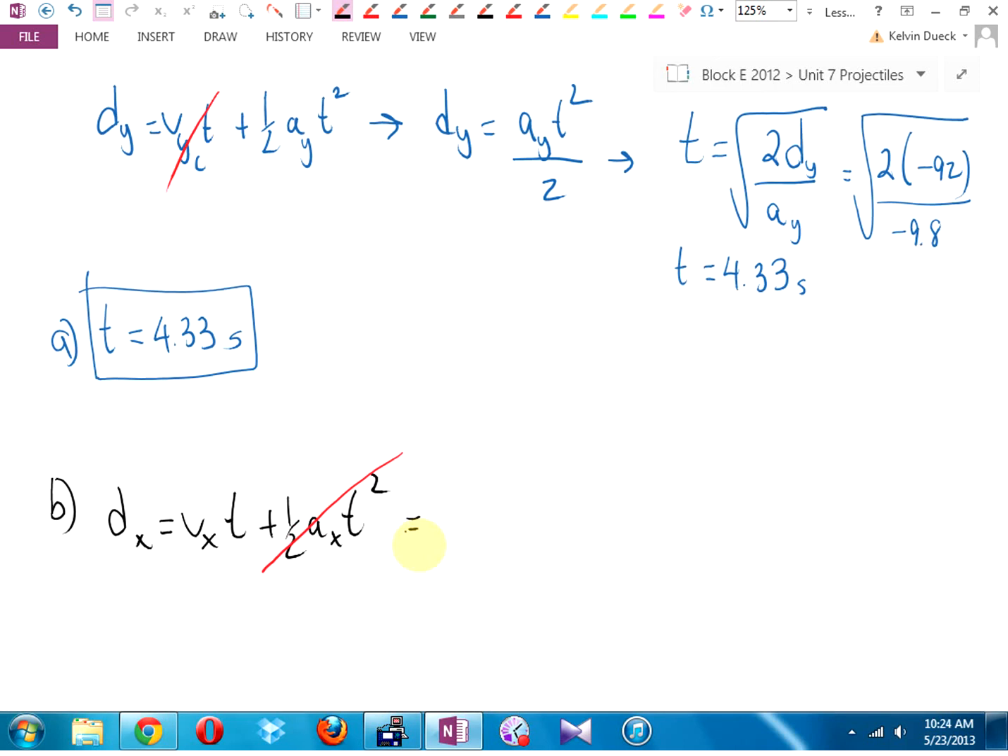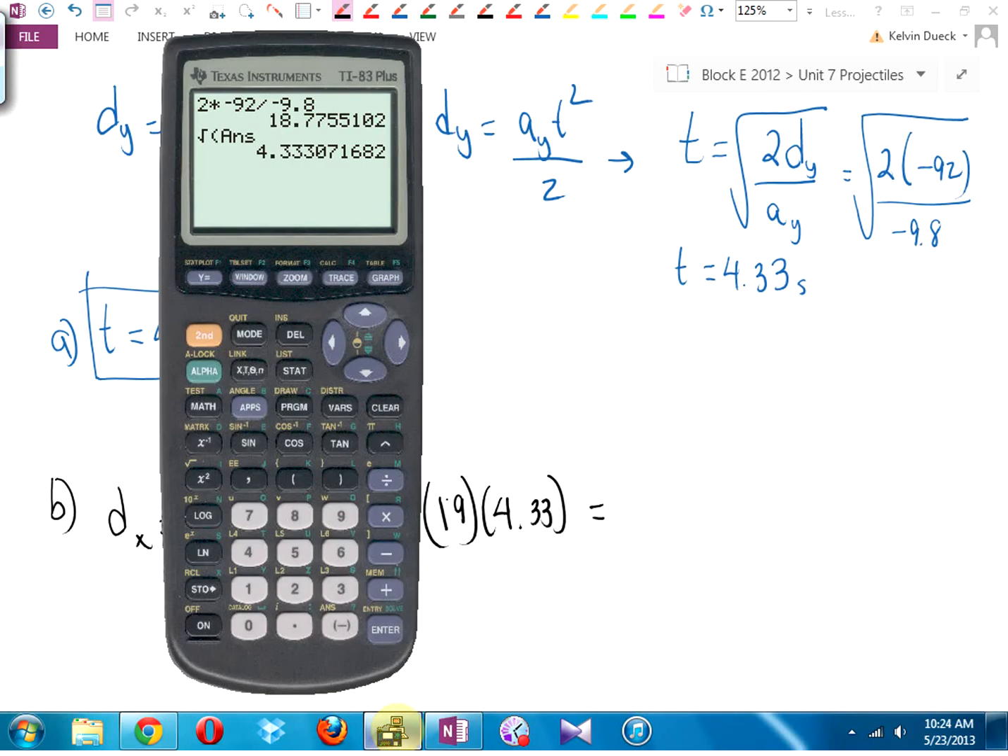What's Vx? 19. Time was 4.33. How far away from the base of the cliff will it land? Conveniently, I have this more accurate 4.3333. I got that started on my calculator, so I'm just going to go times 19. It's going to land 82.3 meters away from the cliff.